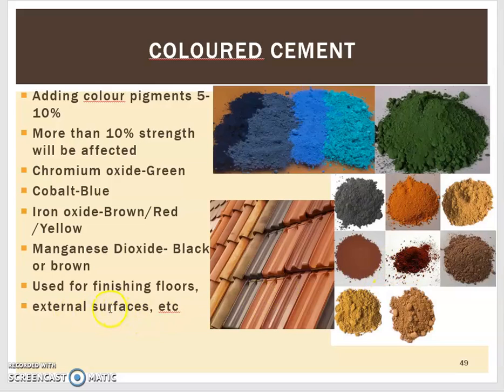Okay, then these kinds of cements are used in floor finishing. You want a particular floor color, and while joining the tiles, you don't want a typical gray color in between that line. If you don't want to see it, you can use this kind of cement so that the joints between the tiles or anything look seamless. Okay, they are also used in external surfaces.